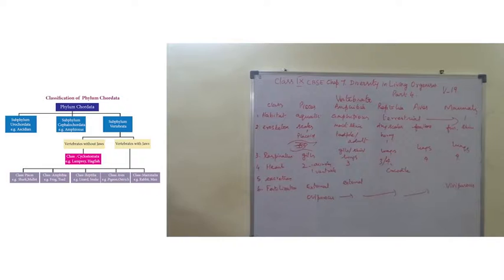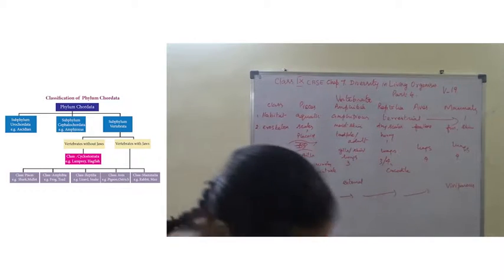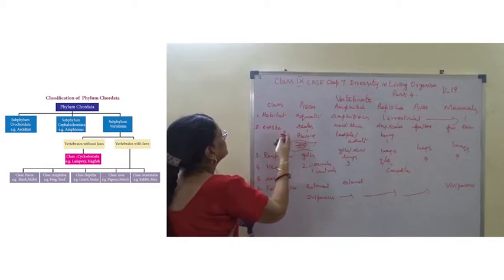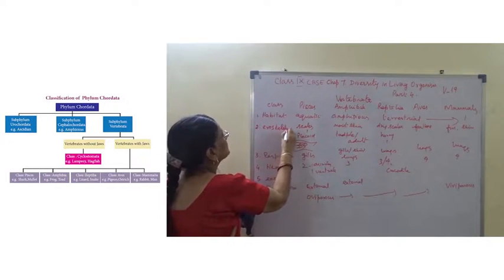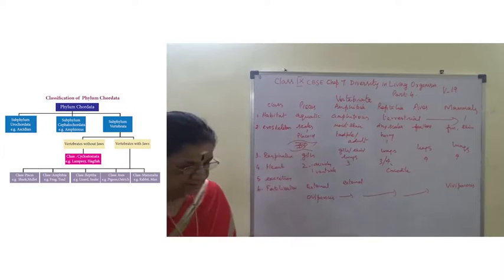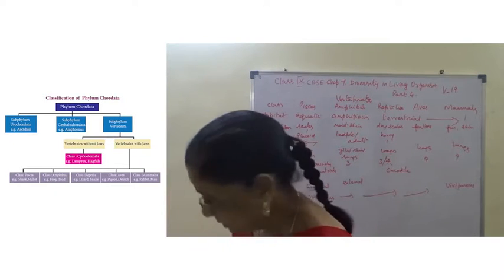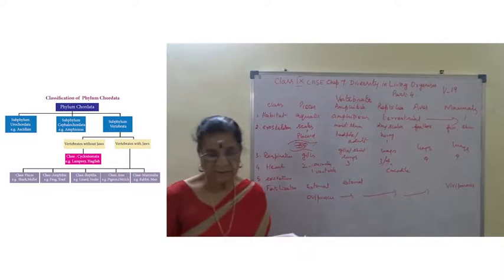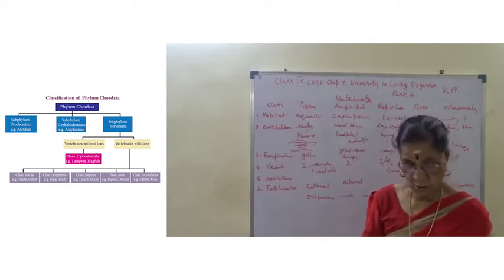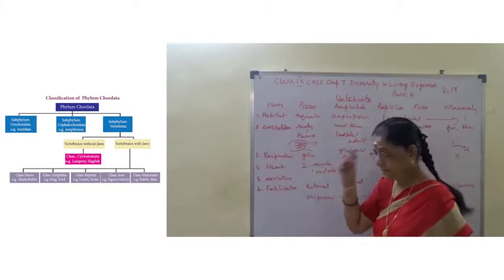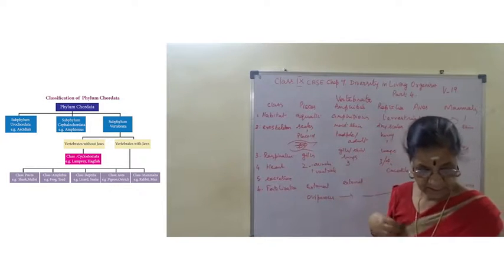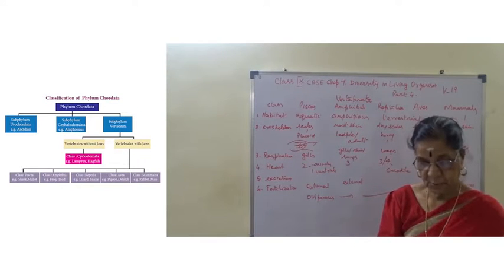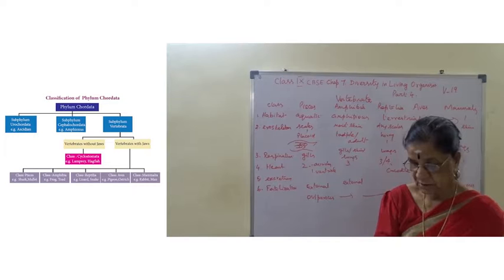Exoskeleton, and then the nature of the respiratory organ, then chambers of the heart, reproduction and excretion of electrolytes. This comparative study is not in our book, but you should know it.